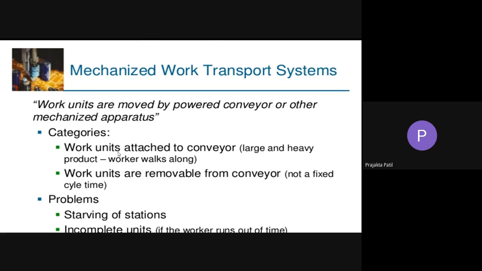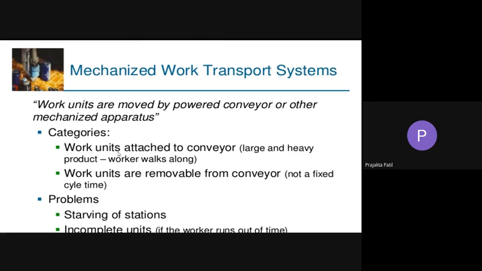So this will be the last part of our discussion, that is the mechanized work transport system, and we have already had a discussion with respect to this. That is, work units are moved by powered conveyors or other mechanized apparatus. These powered conveyors or any other type of mechanized material handling equipment are used in order to move the units along the manual assembly line.